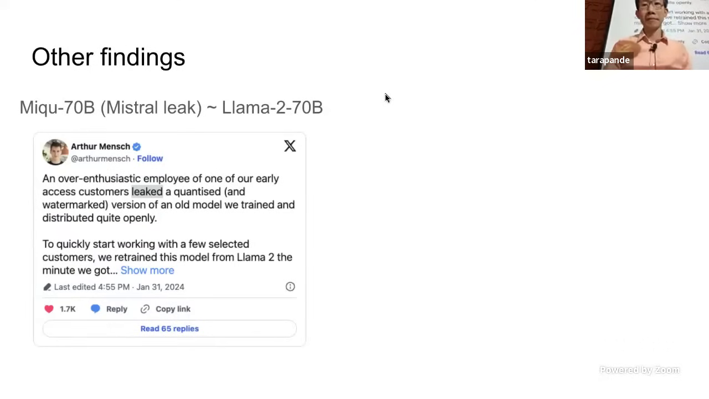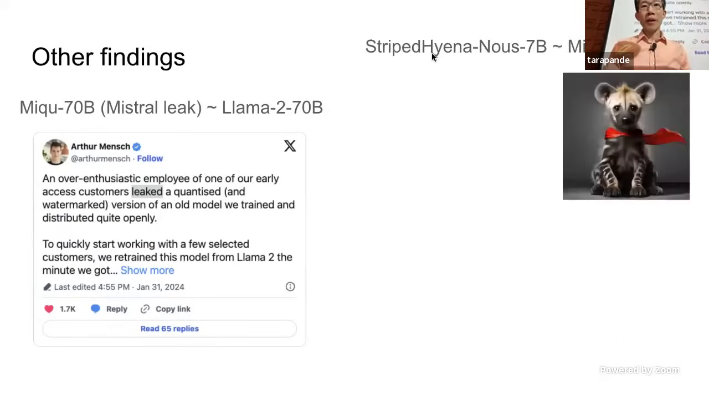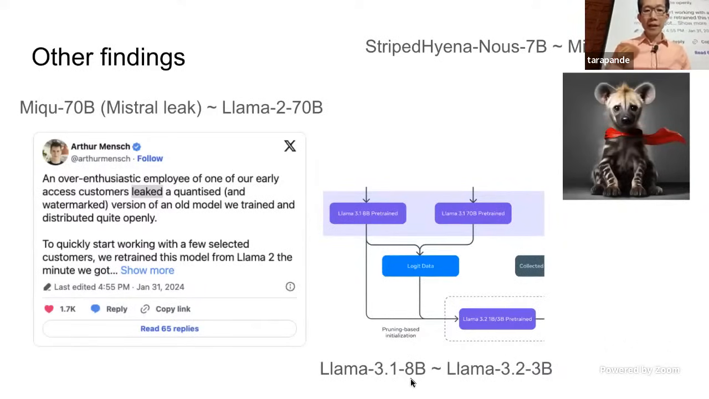independent of each other. We also were able to show that Striped Hyena, which is a model, was derived from Mistral. And then finally, Llama 3.2, their 3B model, in their blog post, they say that this is derived from Llama 3.1 8B. And we also verify that indeed these are not independent.